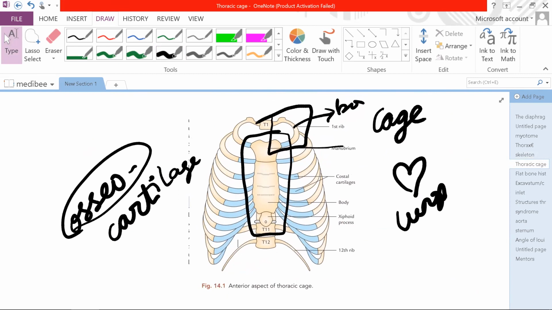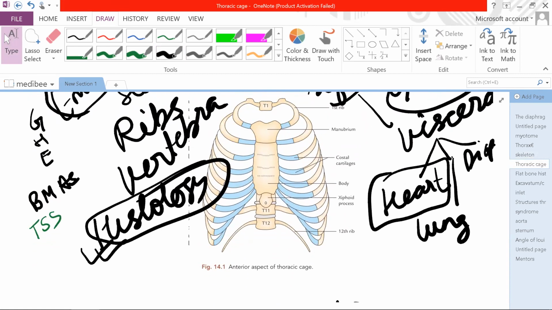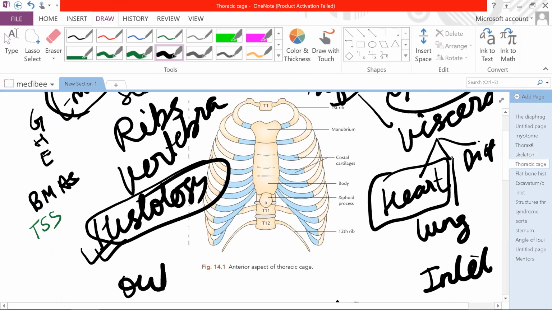This is the thoracic cage boundary. Now you get two new points. One will be known as the inlet, and the next point is known as the outlet.